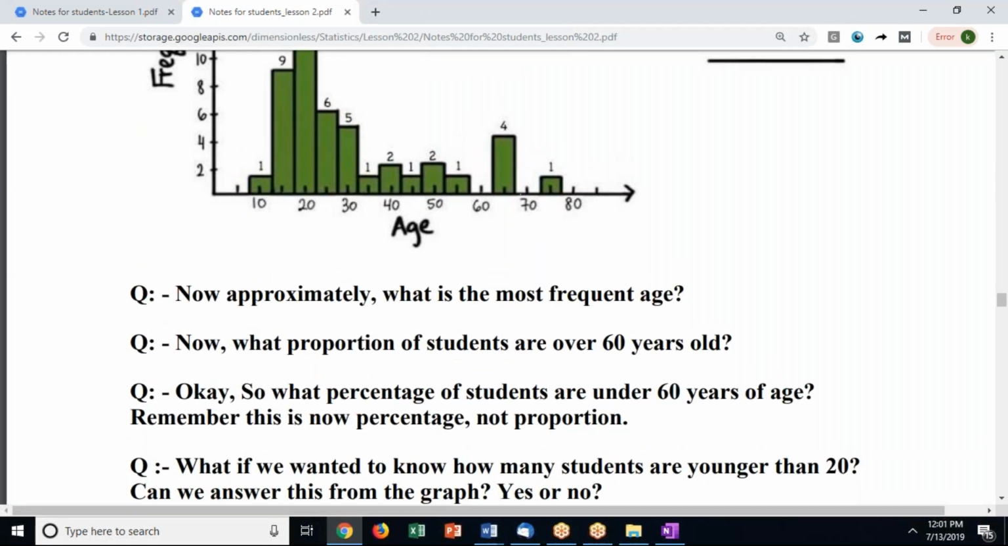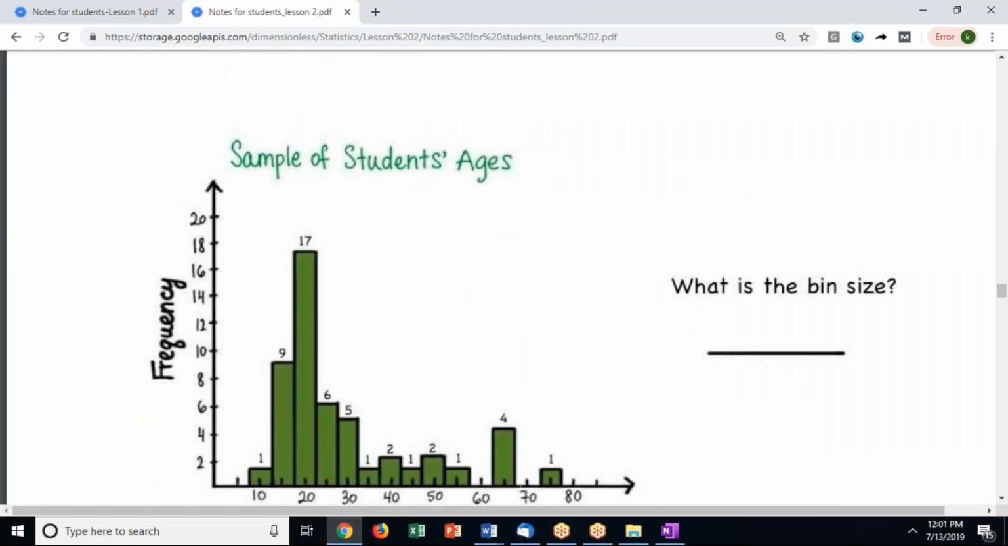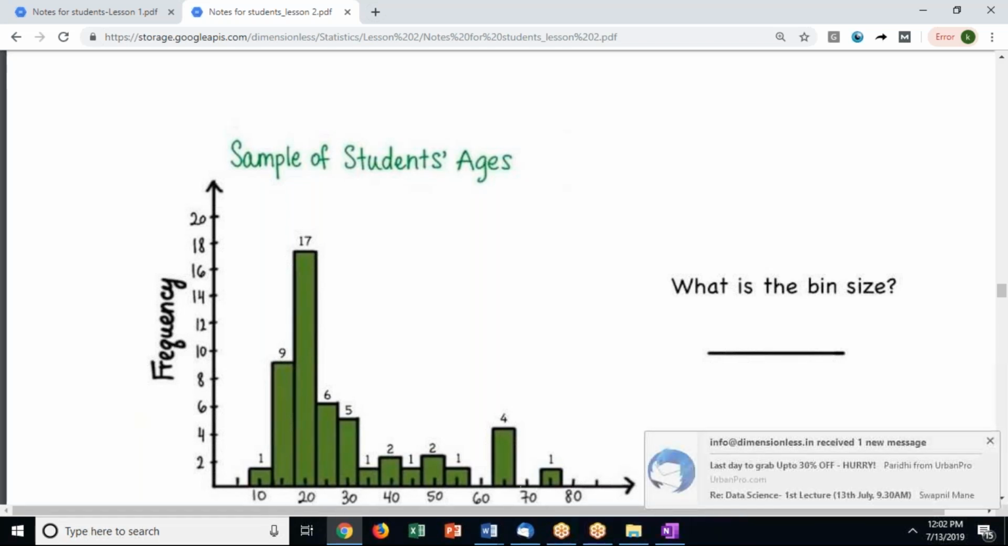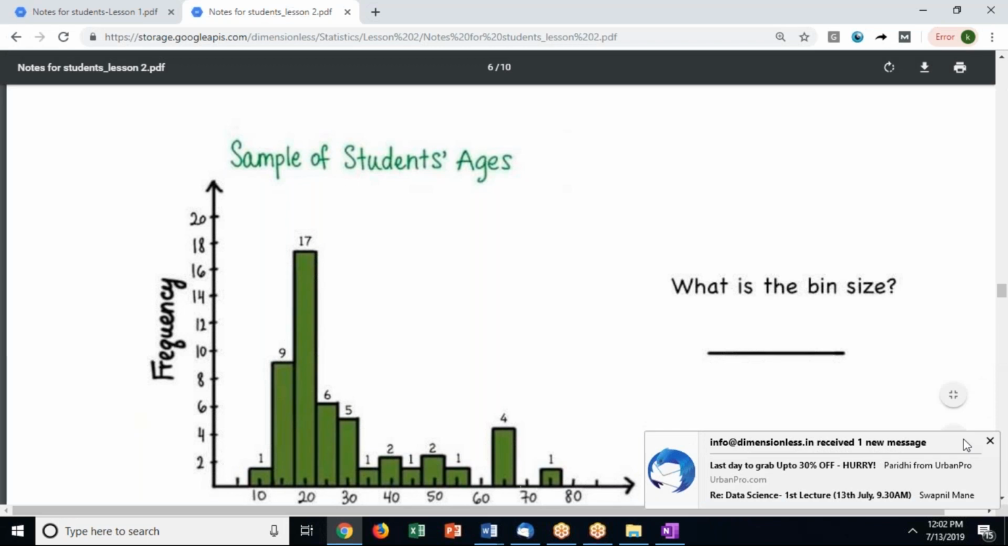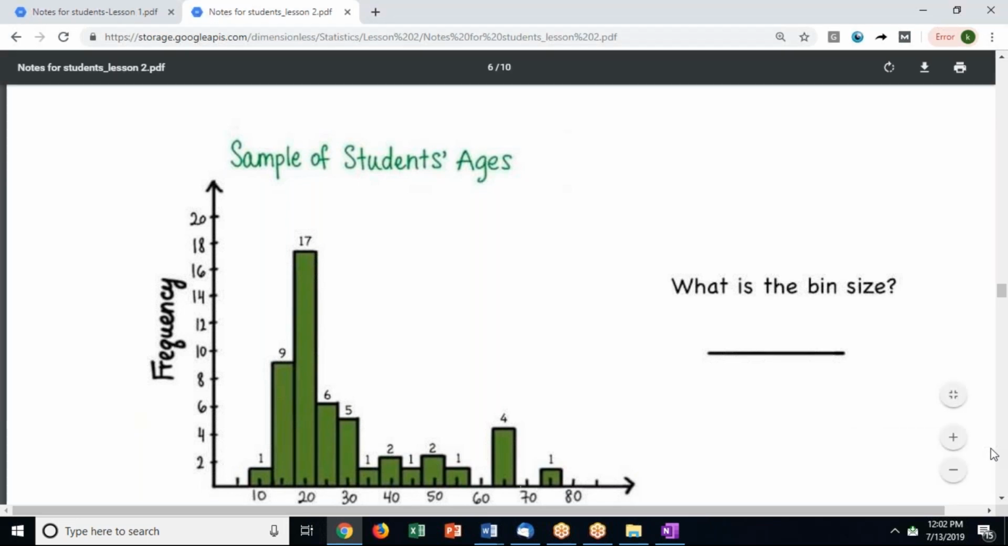What if we wanted to know how many students are younger than 20? I want to know how many students, or what proportion of students, are younger than 20. How can I know that? Can you give me a precise answer to that? What proportion of students are less than 20 years of age?